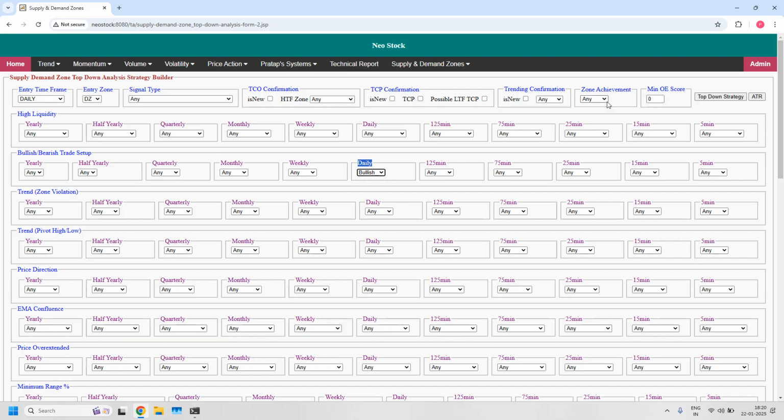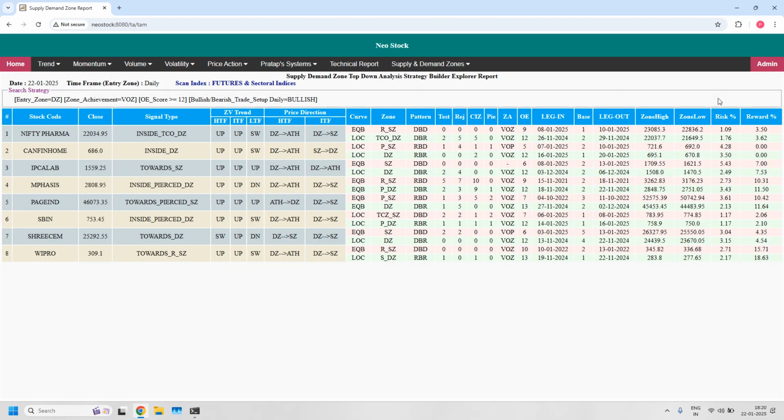And I'm also setting the filters to the daily demand zone. Zone achievement, violated opposing zone, minimum odd enhanced score 12. Both filters are applied to daily demand zone. Now let's filter the stocks. We got 8 stocks. So these 8 stocks are having a bullish trade setup, daily demand zones. The daily demand zones are supporting bullish trade setup in all these 8 stocks for monthly income trade.